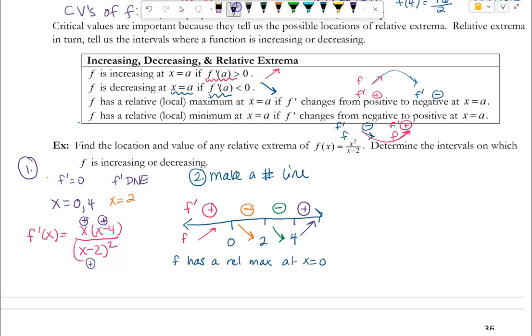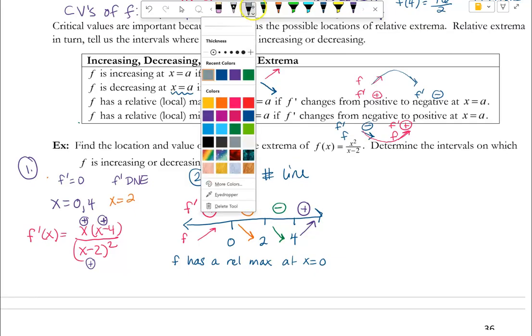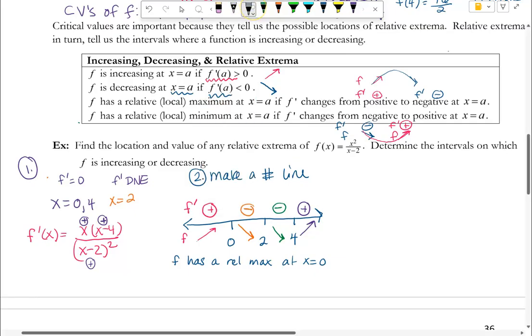So again, as I'm looking at this number line, the reason I draw these arrows here is this helps me visualize that at 0, I have a max. Now, at x equals 2, I have neither a max nor a min, but at x equals 4, I can see I have a minimum because my function is changing from decreasing to increasing.